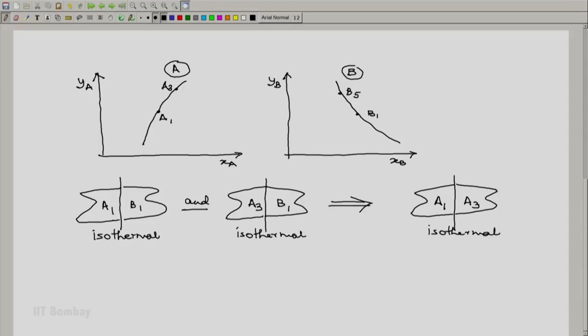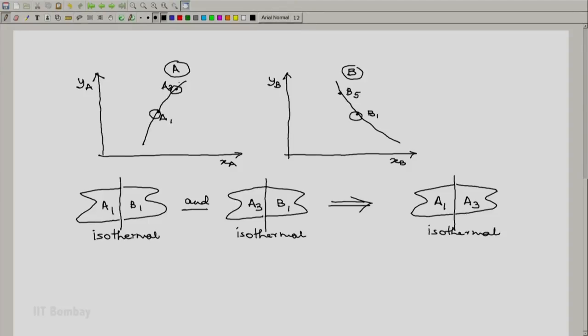So this pair is also isothermal because A1 and B1 are isothermal, B1 and A3 are isothermal, so A1 and A3 are isothermal. Now this means that there is something common between states A1, B1 and A3, in the sense that you take any two of these three, they will be a pair of isothermal states.